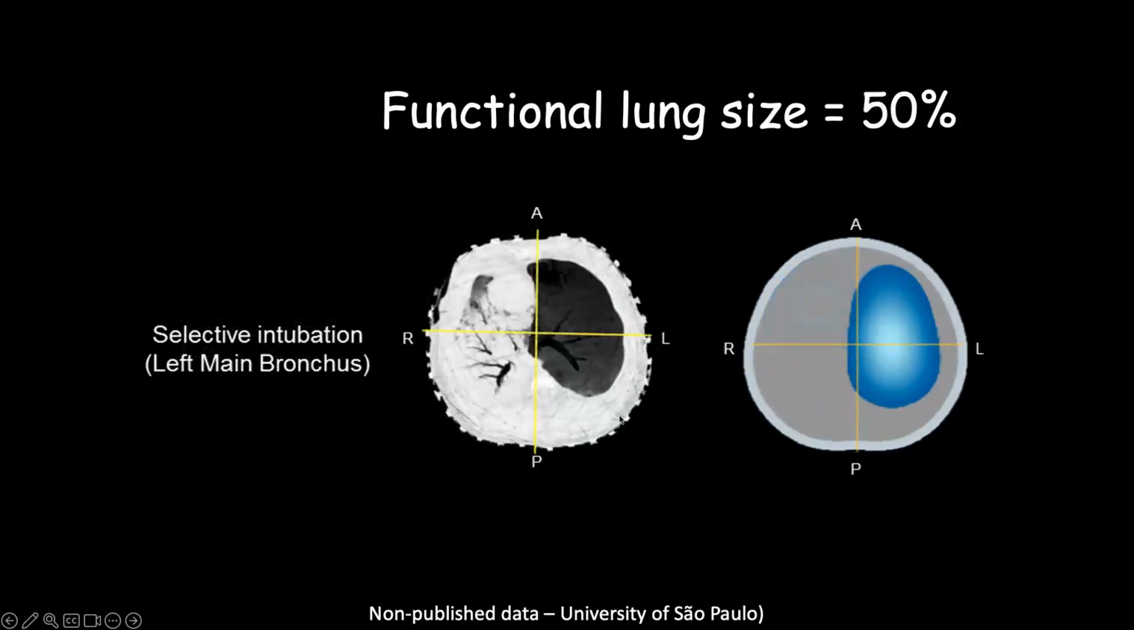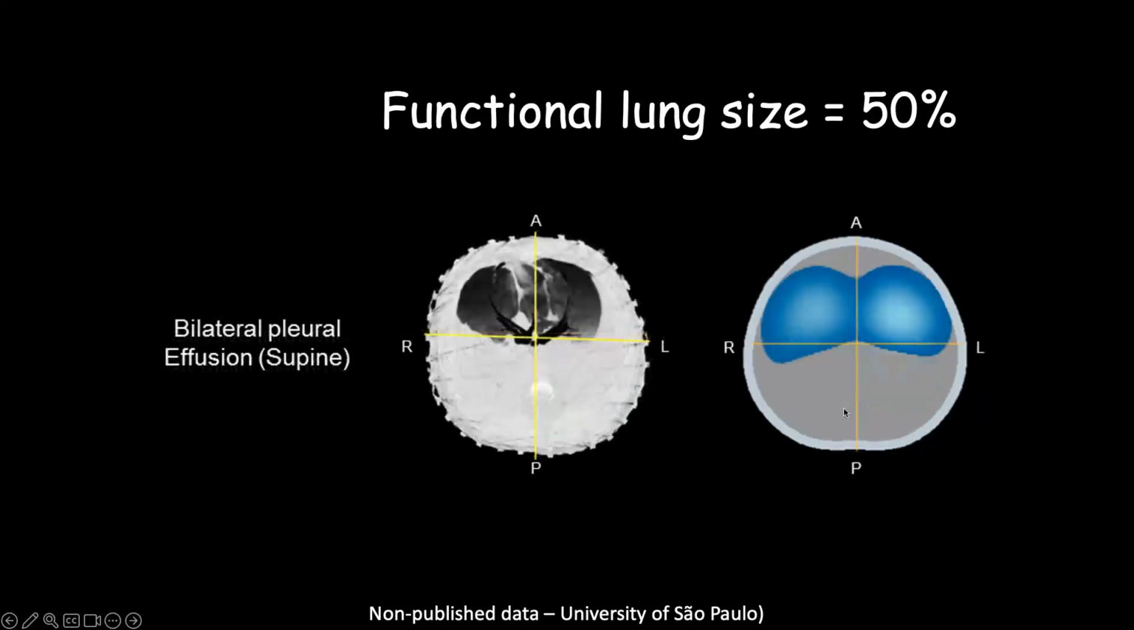Another example, a selective intubation with only one lung well aerated and EIT agreeing, showing that only one lung is functioning well. And the last one, bilateral pleural effusion, showing aeration only in the ventral part and EIT agreeing, suggesting function in only half of the lung.